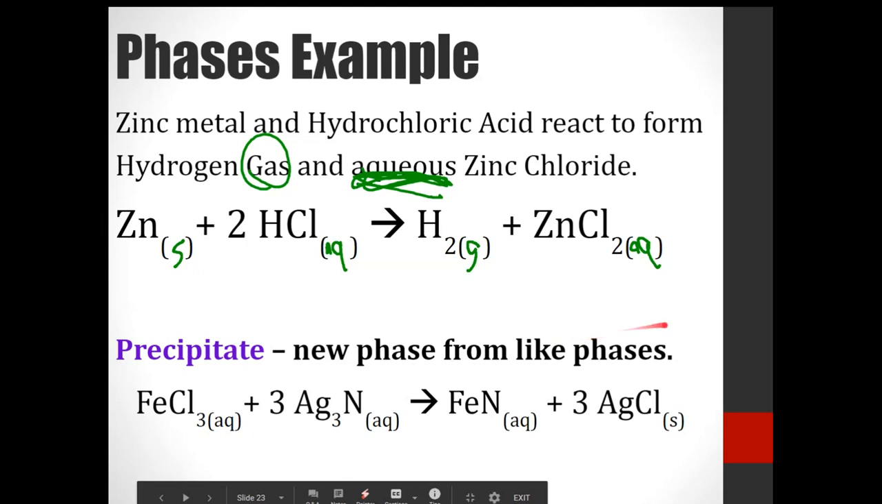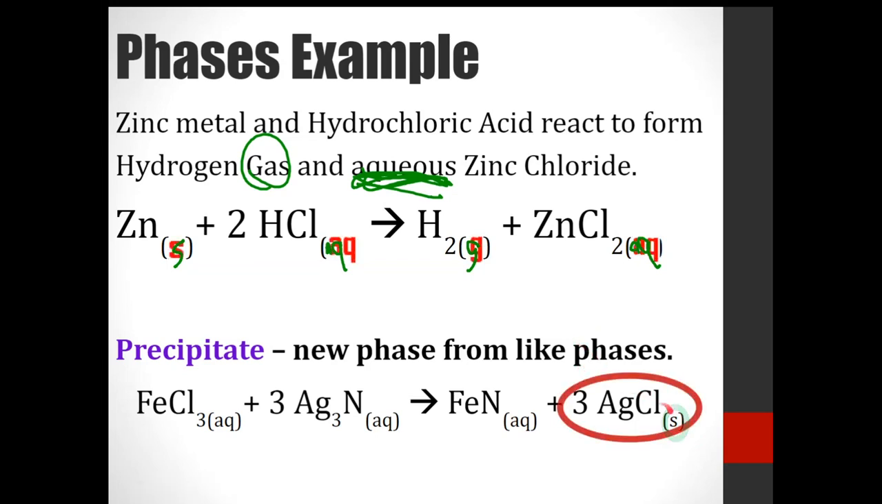Precipitate is when you have a new phase from like phases. If you look at this, iron 3 chloride plus silver nitrate becomes iron 3 nitrate and silver chloride. But notice, aqueous becomes aqueous and solid. You have a new phase. This is a precipitate. And that new phase tells you that the precipitate is silver chloride.